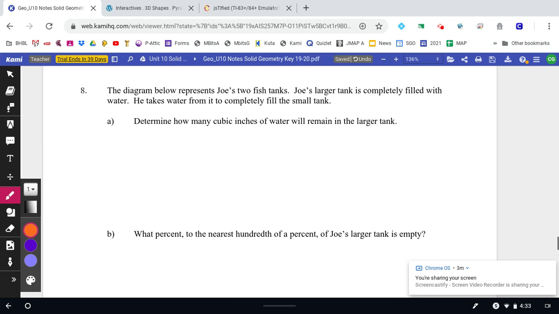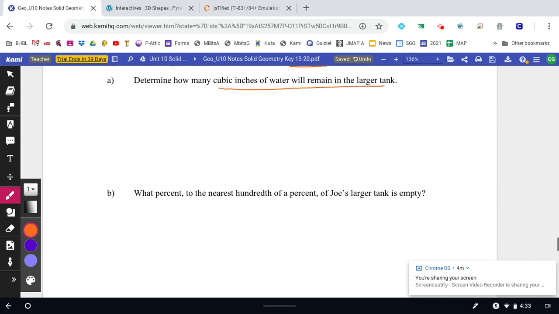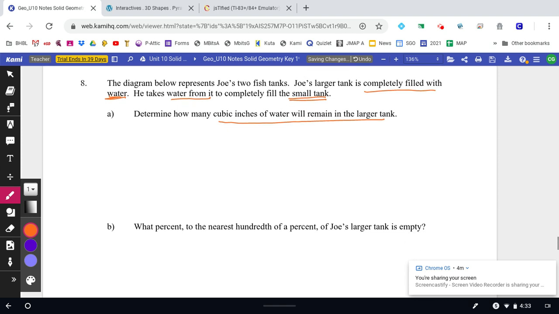All right, number 8. Now we're talking about Joe's 2 fish tanks. Joe's larger tank is completely filled with water. Then he takes water from it to fill a smaller tank. So we want to know how many cubic inches of water will remain in the larger tank. Now, the diagram here is missing.